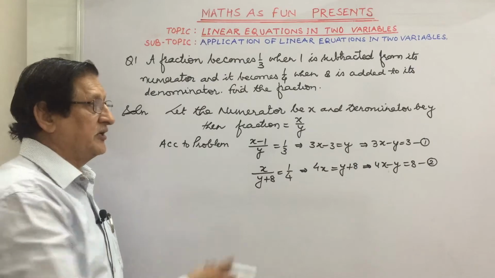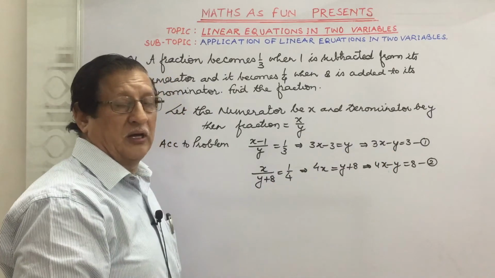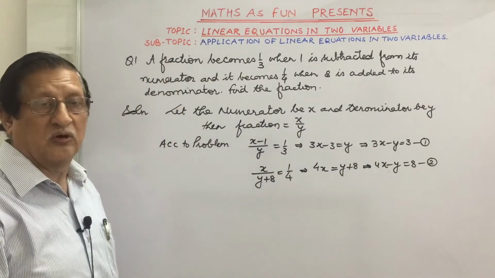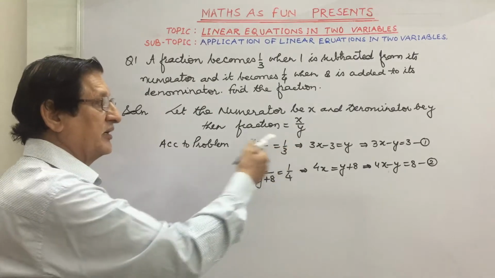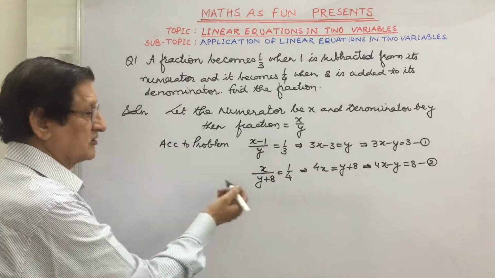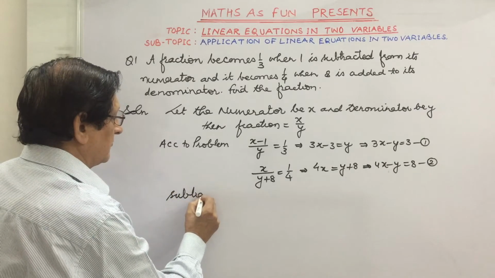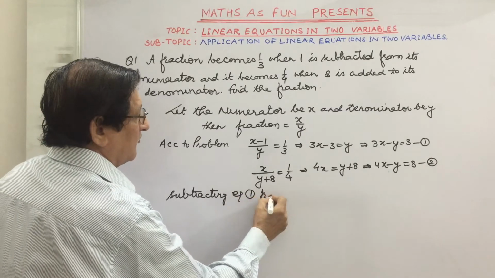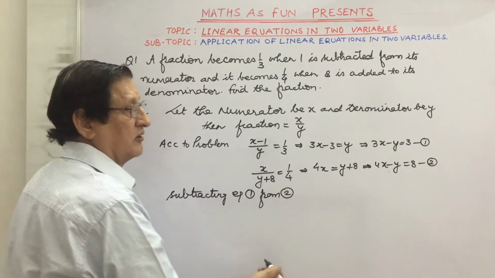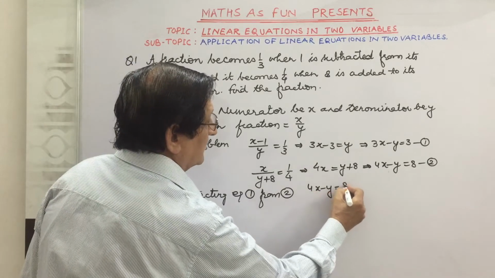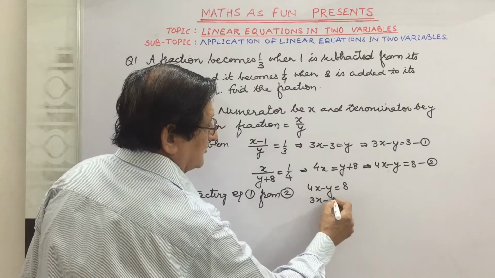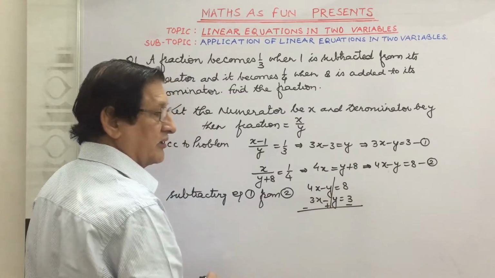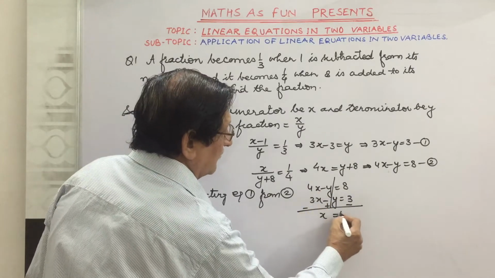See here, if we use the elimination method, we find both have the same coefficient of y, and that is in negative sign. So we can just subtract the equations. So we write, subtracting equation number 1 from 2. What we get? 4x minus y equal to 8, 3x minus y equal to 3. If we subtract, y and y get cancelled, and this is x equal to 5.